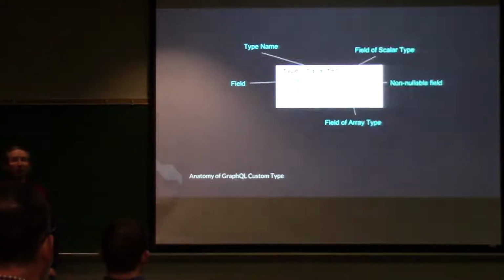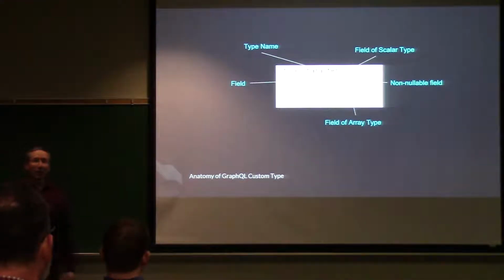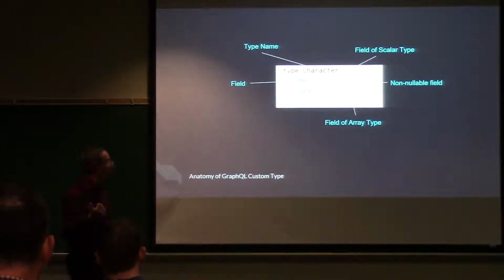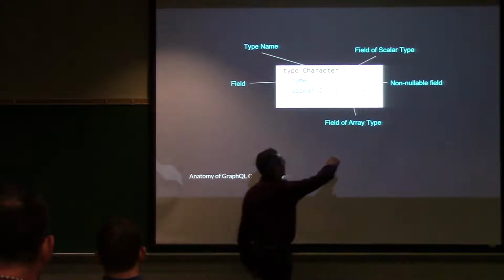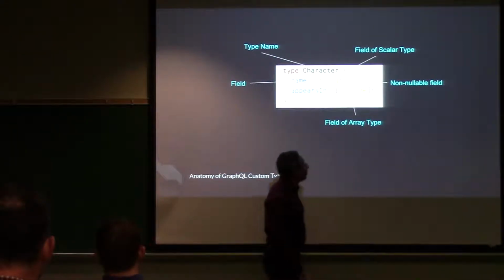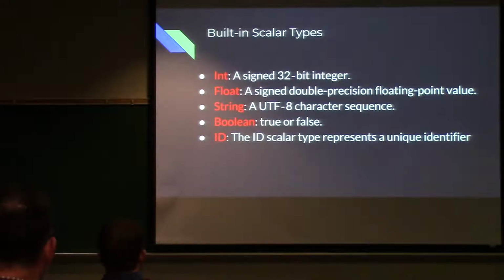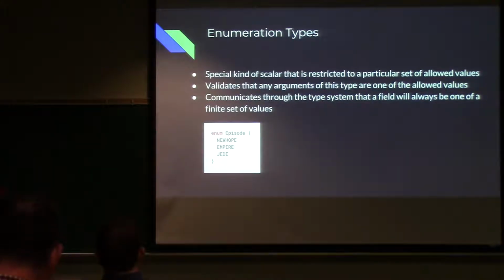So yes, the exclamation point means that you will not receive null in this value, and in arrays you can have exclamation points both inside the array and outside. Here we have it outside the array, which means that the whole array cannot be null, and inside it would mean that the values inside the array cannot be null. Those are built-in scalar types. This is the example of an enumeration.